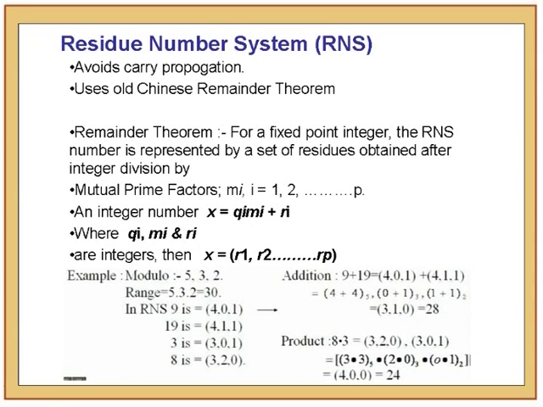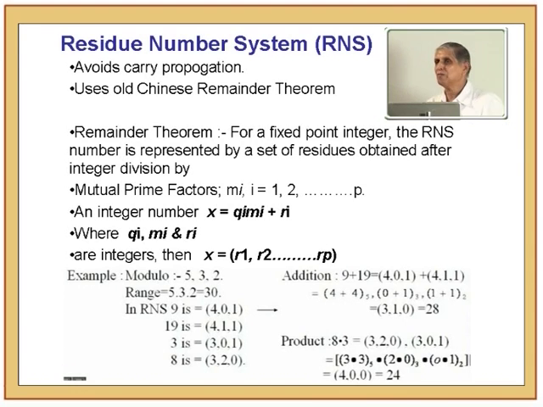So as an example, if I add 9 and 19: 9 is 401 and 19 is 411. I just add the individual residues: 4 plus 4, 0 plus 1, 1 plus 1. The first is modulo 5, the second modulo 3, and the third modulo 2. So 8 by 5 gives residue 3, 1 by 3 gives residue 1, and 1 plus 1, which is 2, by 2 is 0. After adding, you have 310, which is equivalent to 28, which is what you are looking for. By the same logic, for multiplication, 18 is 320 and 301. Multiply each and you find 400 as the output, which is 24. So this idea was very important, and it has helped a lot in speeding up.